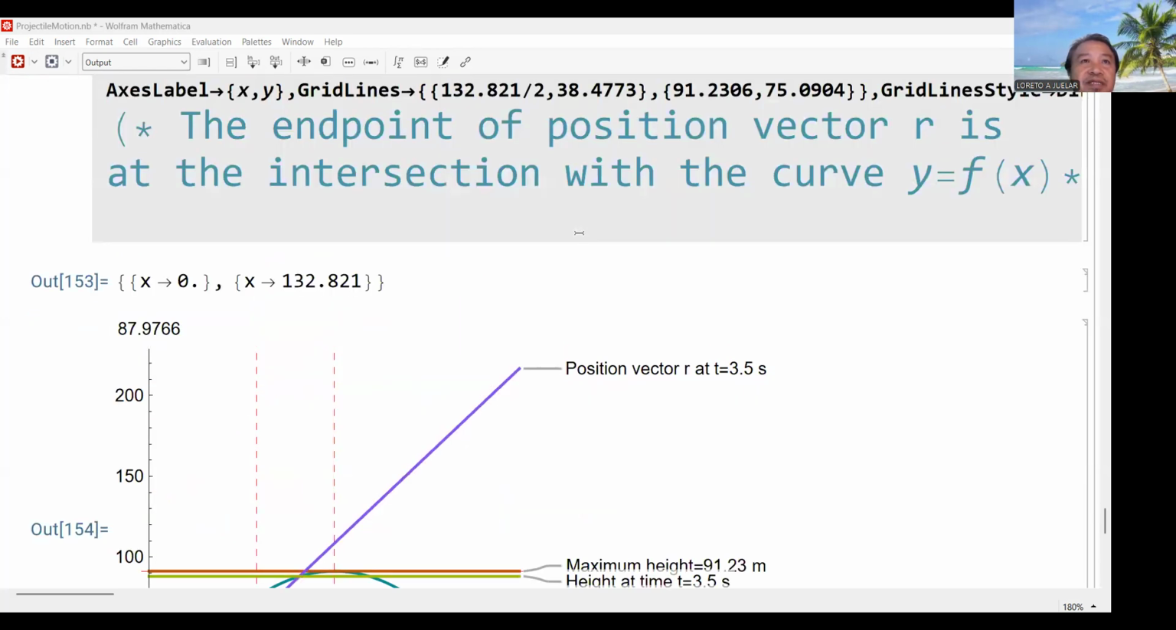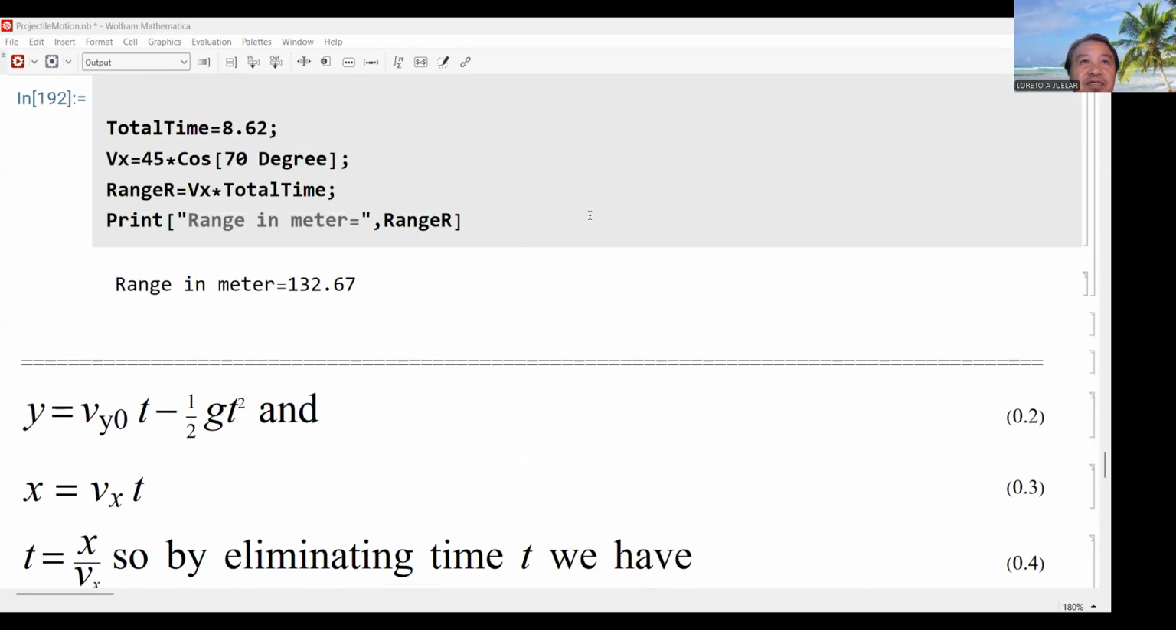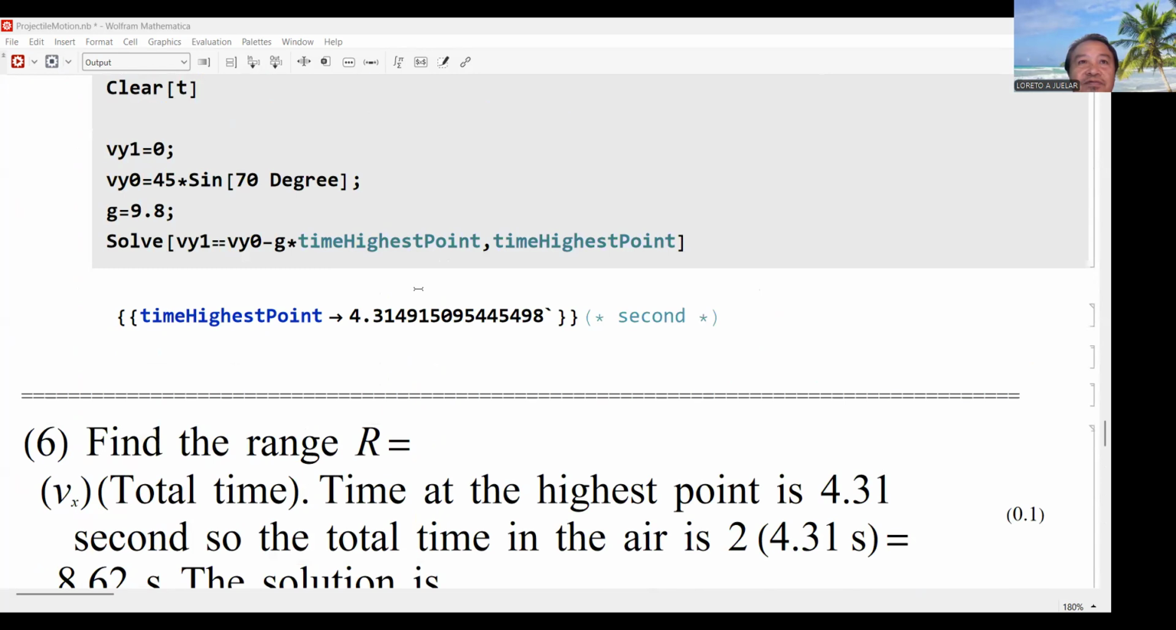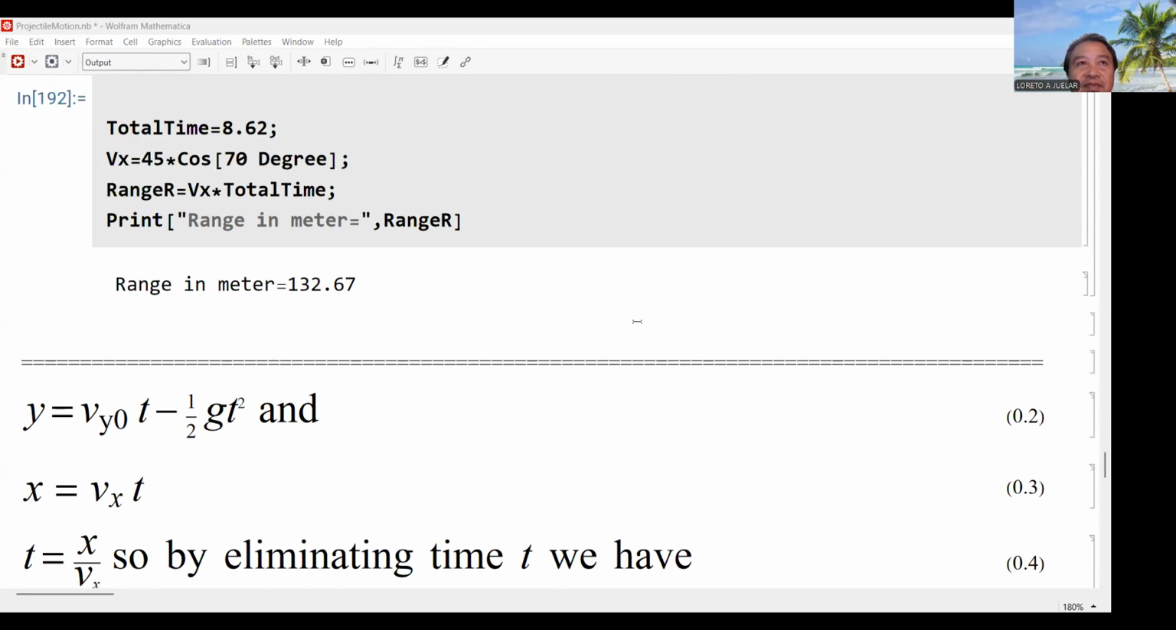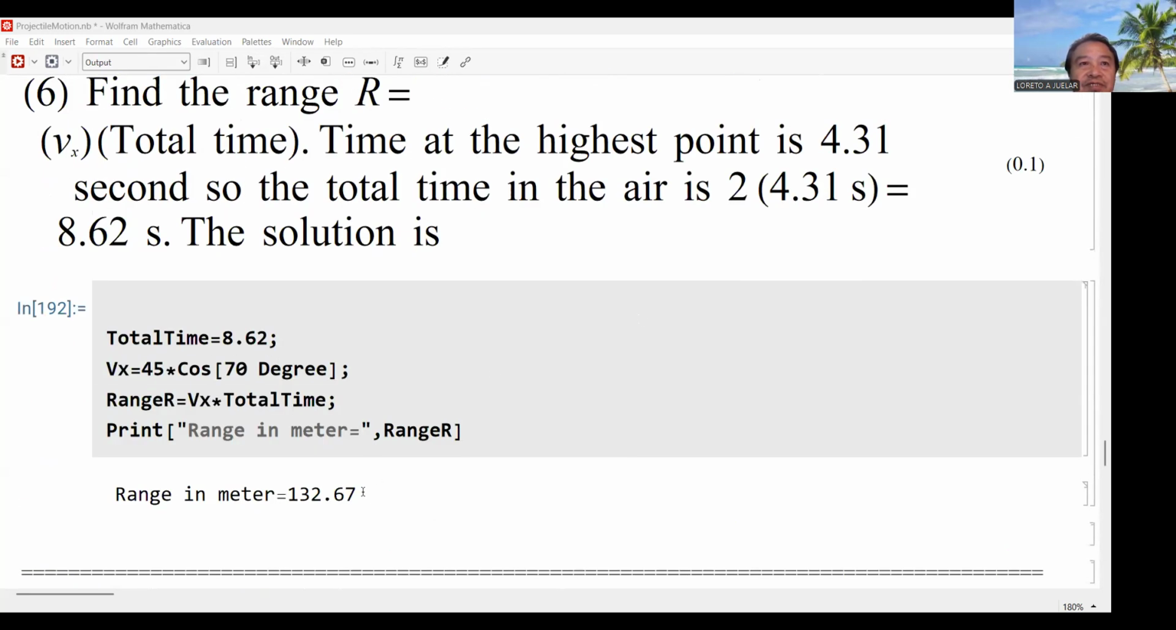So what is the time at the highest point? That is equal to 4.31. So this is the time at the highest point. So if we multiply that by 2, what we have is the total time. 4.31 times 2 is equal to 8.62. And that is what we use in finding the range. So we have here the range of 132.67, which is equal to the product of the total time and the x component of velocity.